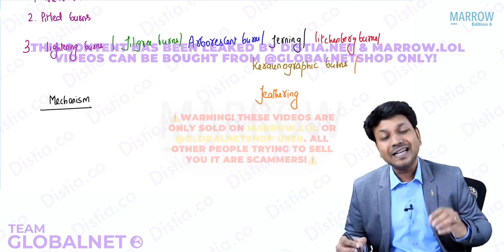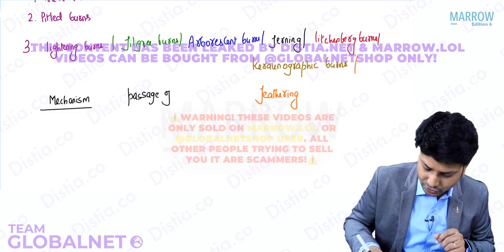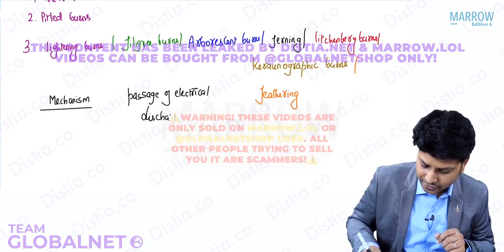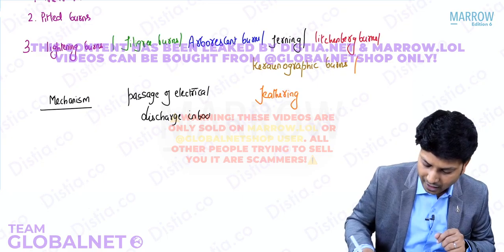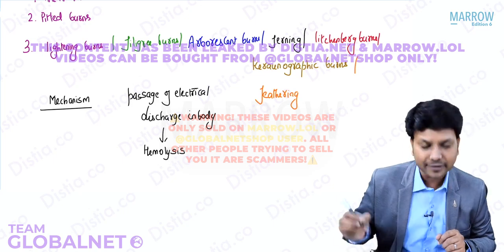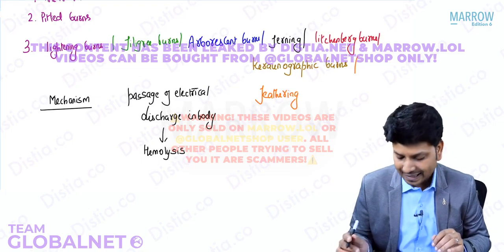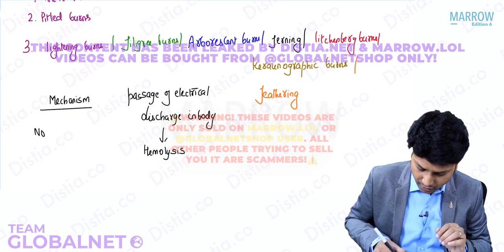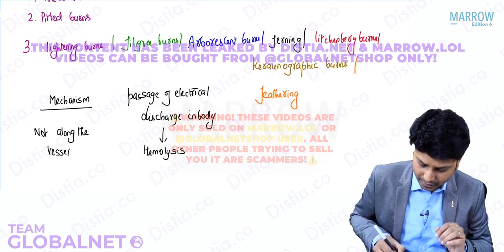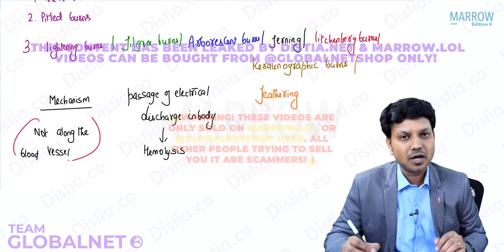The mechanism of this is basically the passage of electrical discharge in the body. Wherever there is passage of electrical discharge in the body, you will get RBC lysis, hemolysis, right? And that is seen on the skin. It is not inside the vessel. It is on the skin that you see. So basically, it is not along the blood vessel. That's what you need to know. If it is along the blood vessel, then it has to be marbling. This one, filigree burn, is not along the blood vessel.